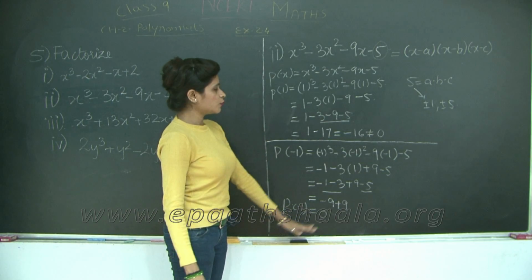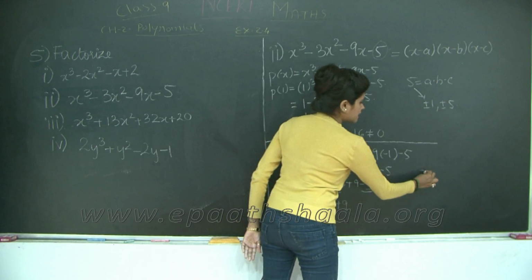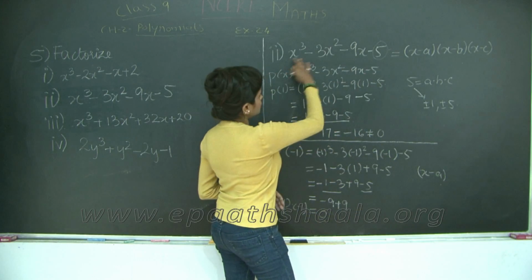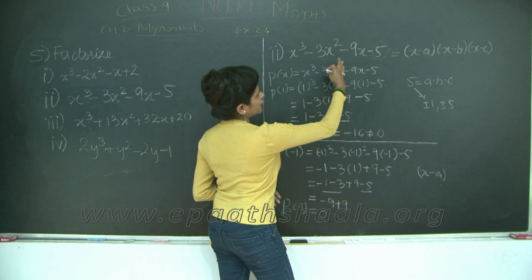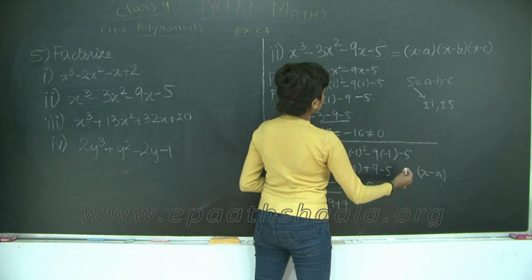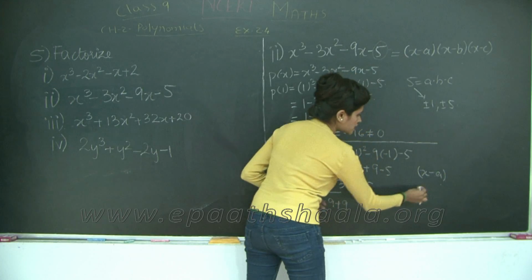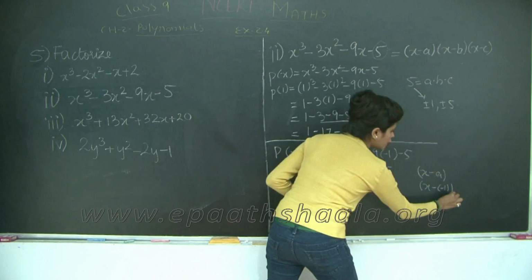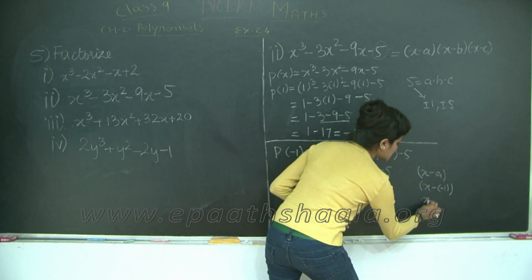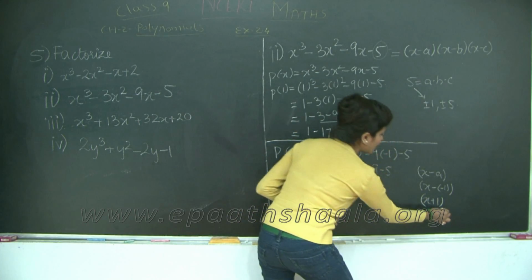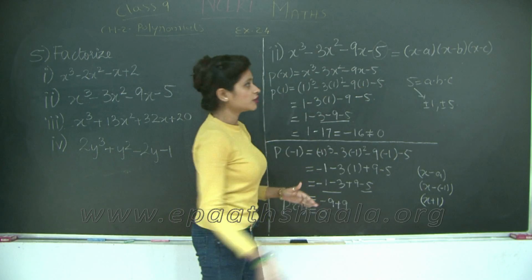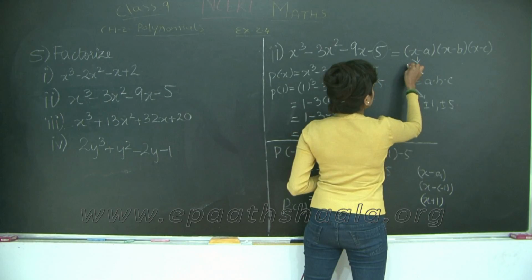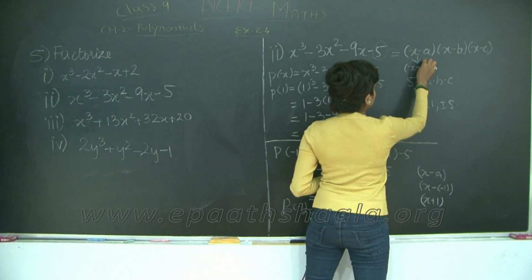Therefore, by factor theorem, we can say that x minus a is a factor of x cube minus 3x square minus 9x minus 5. So, what is your a? X minus of minus 1, right? So, x plus 1 is a factor of this polynomial. So, I am just writing the value of this term, x minus 1.